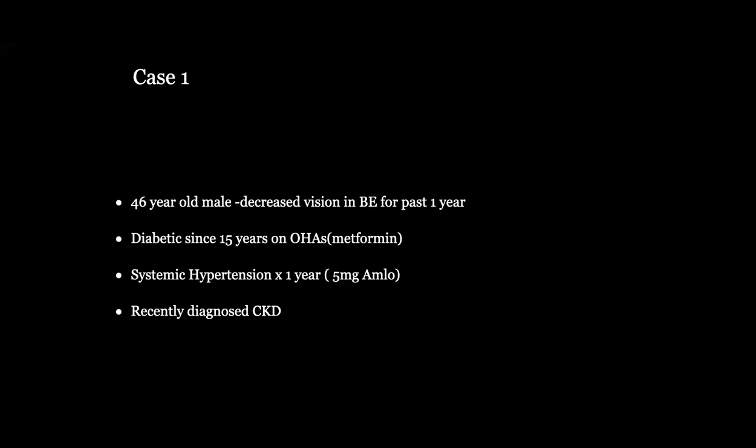The first one is a 46-year-old male who presented with decreased vision in both eyes for 1 year. He has been diabetic for 15 years and is on oral hypoglycemic agents, with systemic hypertension for 1 year. He is also recently diagnosed with chronic kidney disease, and he is referred to ophthalmology for diabetic retinopathy evaluation. He is moderately built and nourished with pallor and pedal edema. Blood pressure was 180/100 and heart rate 112.